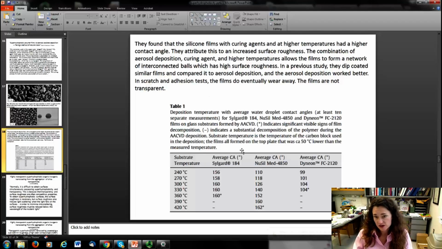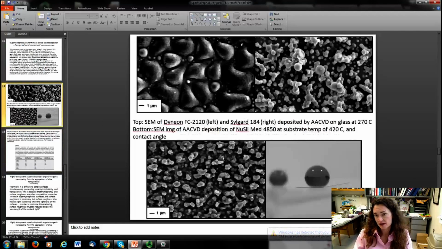Okay, so here in this table it lists some of the contact angles. Here they were using CA to abbreviate contact angle. And you can see if you go back to the slide what they mean about the little balls. And I bet that did come from the aerosol deposition. So if you think about it, when you spray something out, little droplets form within the air, which then hit the surface and still remain in little circles as they dry and harden. And so that probably helped.